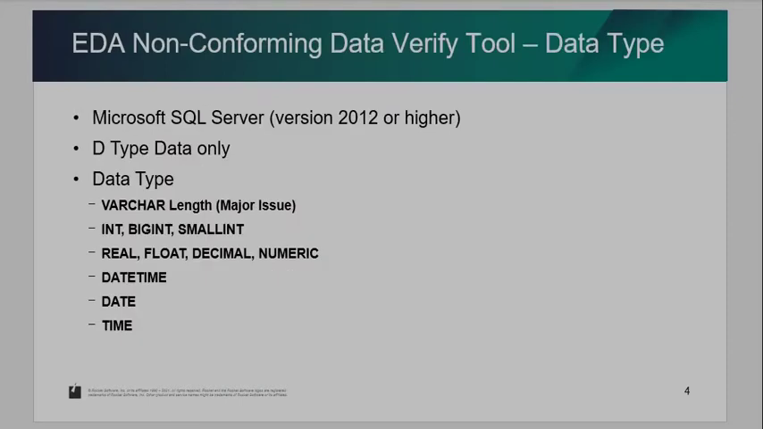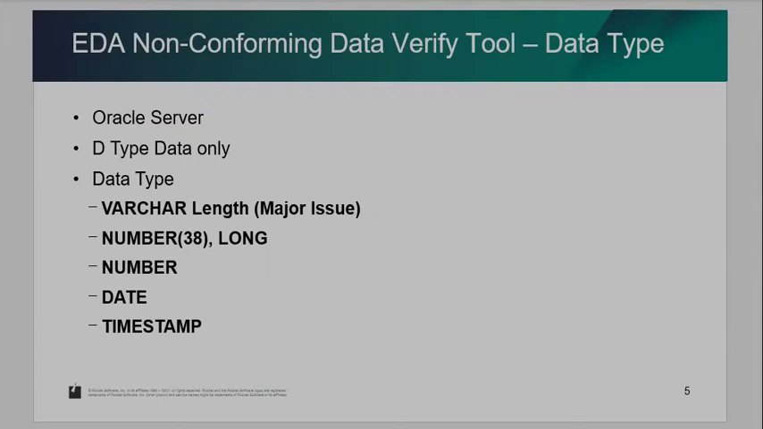So how does this tool work? This tool only detects the D-type data. For the server side of SQL Server, I tested many SQL Server versions and they should be fine. But for the data types, I only tested a couple on SQL Server, for example varchar, integer, real, datetime, date field and time field. For the other database, I tested varchar, number, date, and timestamp.